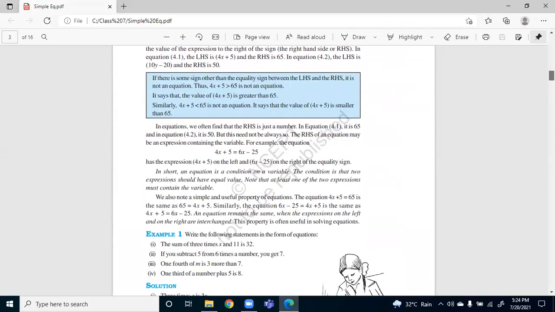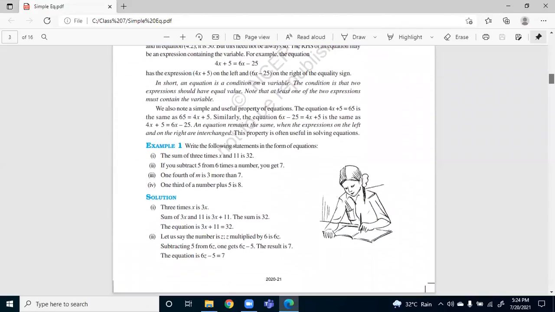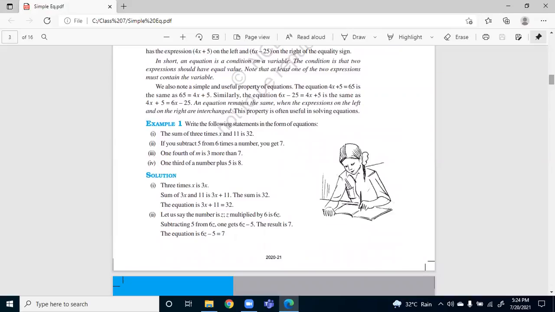Okay, so first of all, I will tell you how to write an equation. An equation is a condition on a variable. The condition is that the two expressions should have equal value.